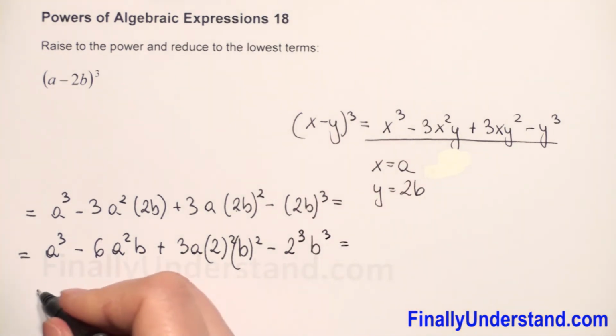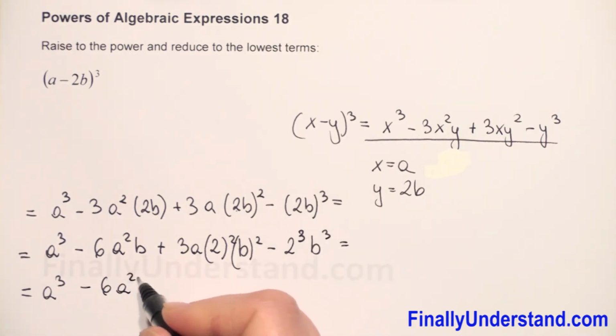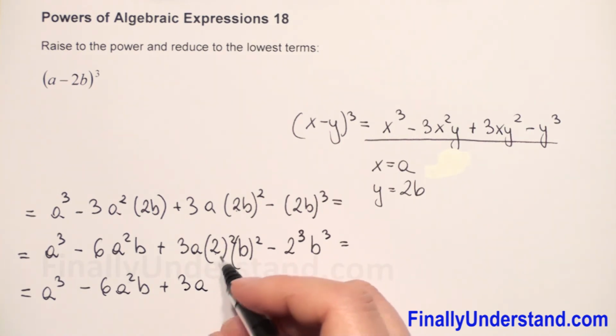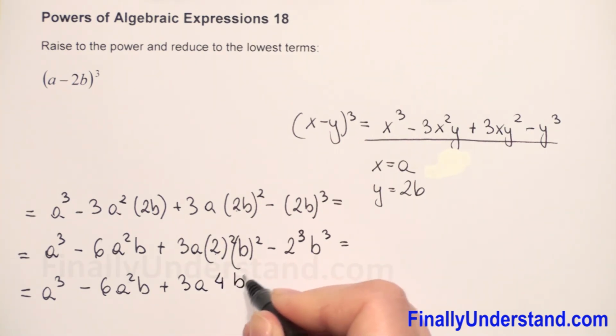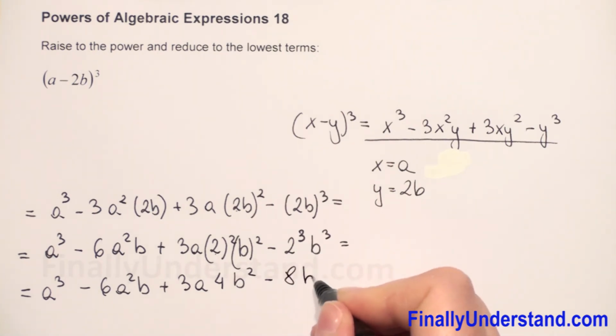So this is equal a cubed, we will rewrite, minus 6a squared b plus, and we have 3a, 2 to the second power is 4, b squared, minus 2 to the third power is 8, b cubed.